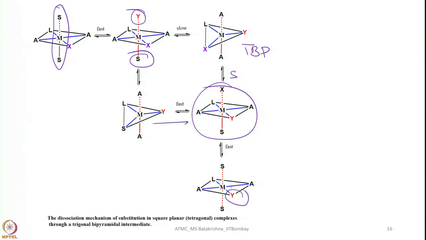So, basically what happens, let us say we have something like this, Y is entered here. Y is entered in the place of one of the solvent. In the slow step, what happens? It will rearrange through the elimination of solvent to form a TBP intermediate. The TBP intermediate is there, and then this TBP intermediate would rearrange again when solvent comes, and it would have something like this. And in the fast step, what happens? Substitution is completed, it will go back to this one, but having Y in place of X.